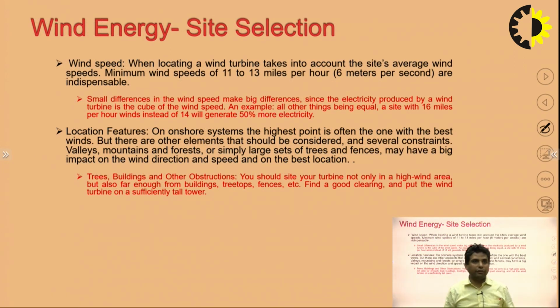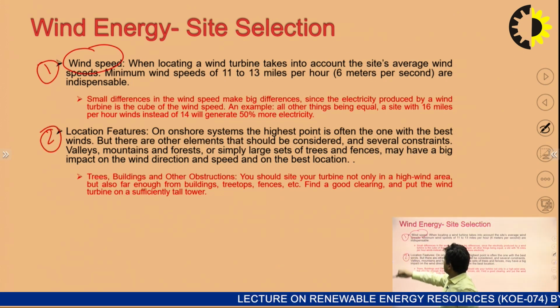Again, we have discussed different parameters which are used for wind energy site selection. Ki how we can select the site, ki where we can install the windmills. So there are some particular parameters, like first, the major important one, that is the wind speed.